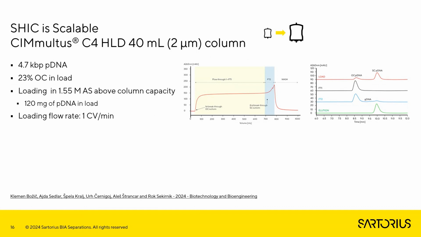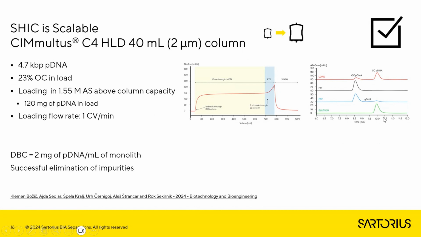Also here, we exceeded the column capacity, which resulted in complete removal of open circular during the loading phase and pure supercoiled in our elution. The dynamic binding capacity of this experiment was determined to be 2 mg per milliliter of monolith.